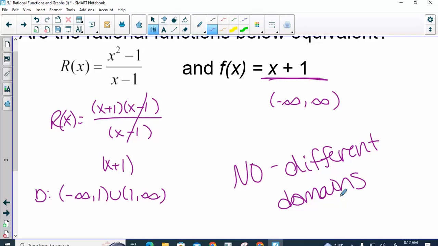But when I ask if functions are equivalent, their domains have to be the same as well. So it's not enough to just reduce something. We have to pay attention to that domain piece. The domain is based off the original, not what it reduces to.